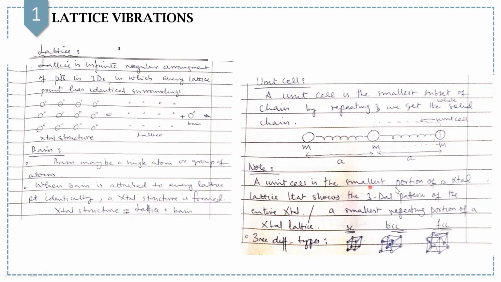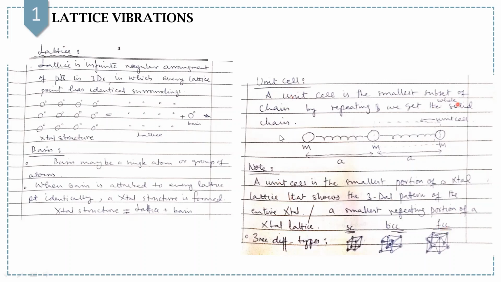A unit cell is the smallest portion of a crystal lattice that shows the three-dimensional pattern of the entire crystal. It means a smallest repeating portion of a crystal lattice is called a unit cell. We have three different types of unit cell: simple cubic, body-centered cubic, and face-centered cubic.